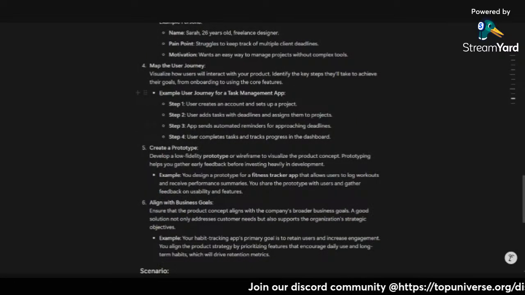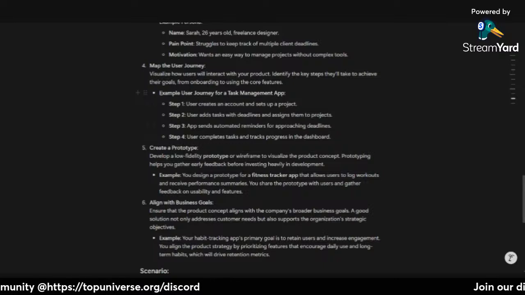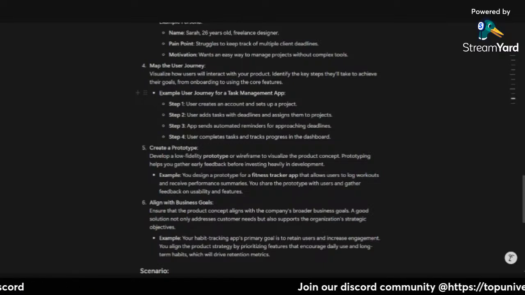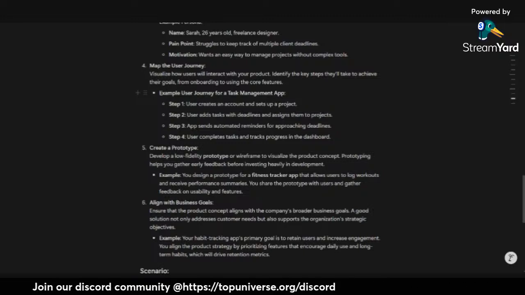Here's an example user journey for a task management application. Step 1, users will create an account and set up the project. Step 2, the users would add tasks with deadlines and assign them to the projects. Step 3, the app will send automated reminders for the approaching deadlines. Step 4, the users will complete tasks and track progress in the dashboard.